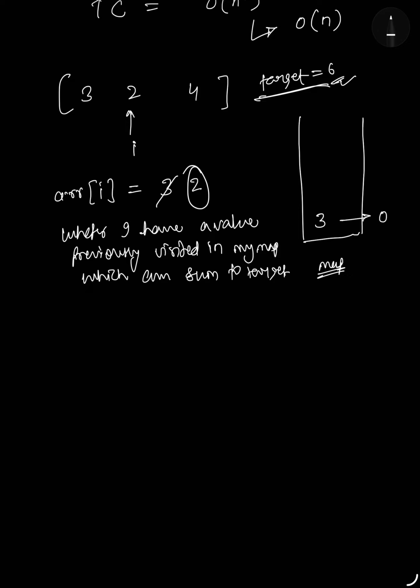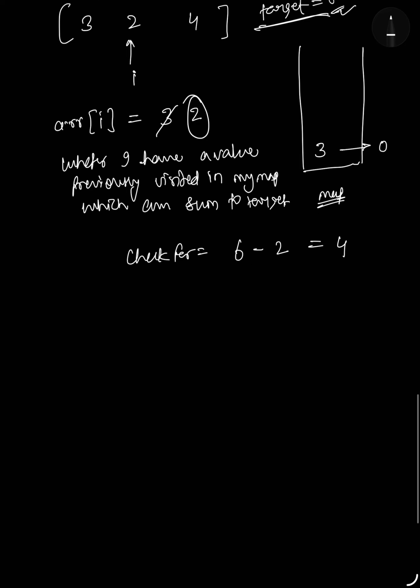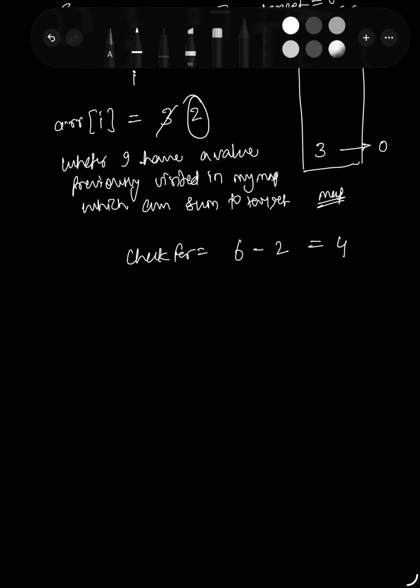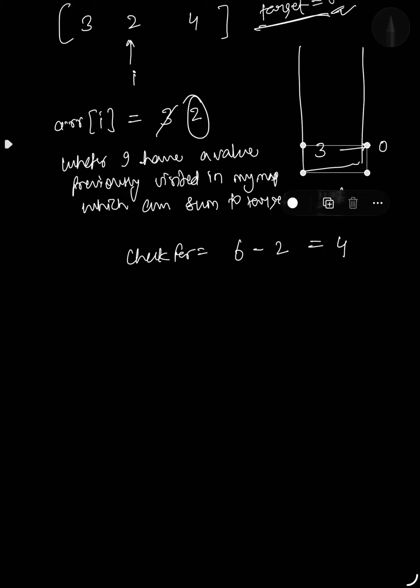My current element is 2. So we have to check for what? We have to check for 6 minus 2, right? 6 minus 2 will be 4. So we will see that in my map we have only 3. We don't have 4 here, right? So we cannot make a summation with the current visited item and the previously stored item.